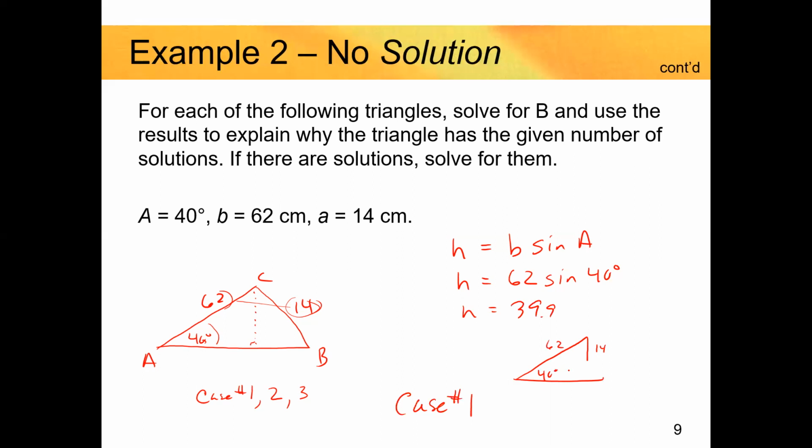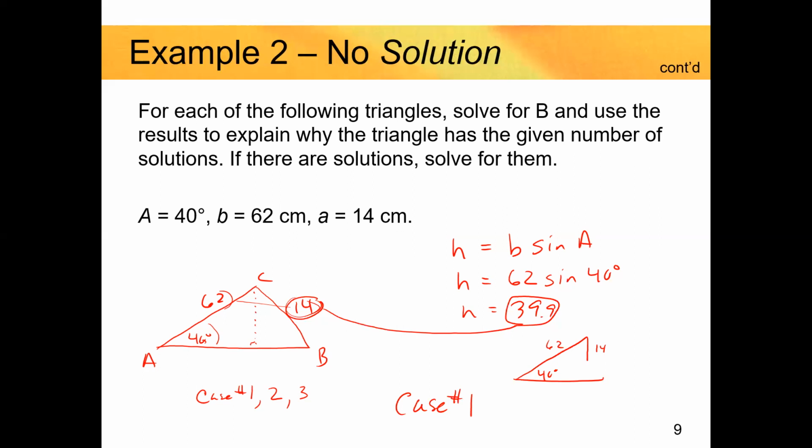Side A is less than side B. Side A is less than side B, but more importantly side A is less than H. So to find H, you always do B sine A. 14 is less than 8.9. It's always the angle that you're given and its adjacent side. So what I'm doing, because this is kind of tough to see here, is using angle A consistently.